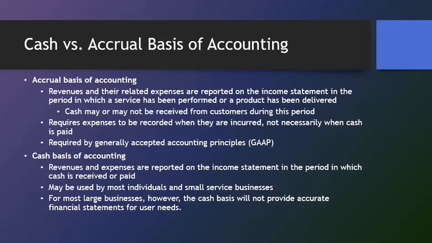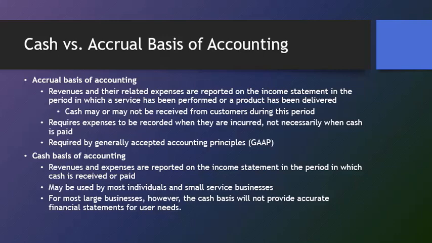Adjusting entries are required because U.S. GAAP requires the accrual basis of accounting. Okay, so let's talk about the basic difference between the accrual basis and the cash basis. The cash basis of accounting is something that is only going to be used by very small businesses. Okay, publicly traded companies are not permitted to use the cash basis of accounting.